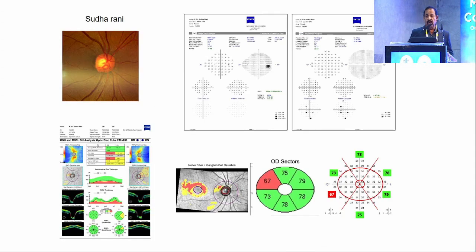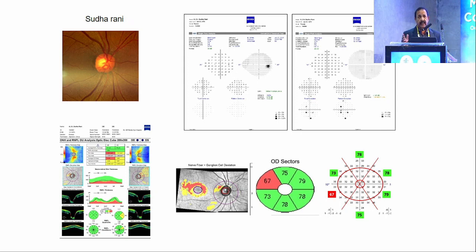Then what is the role of OCT in early glaucomas or glaucoma suspect? Actually, this patient is glaucoma suspected on the basis of IOP. The fundus looks normal, and almost visual fields normal, even RNFL is normal. And here, the ganglion thickness started 67. So 67, you don't get any defect.